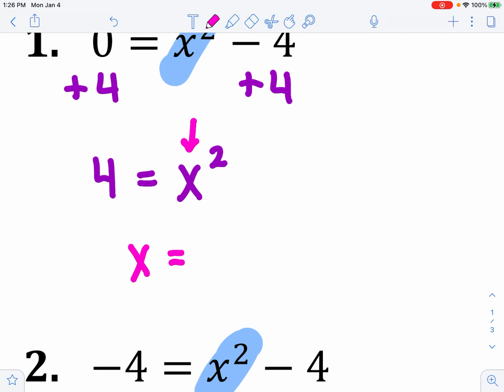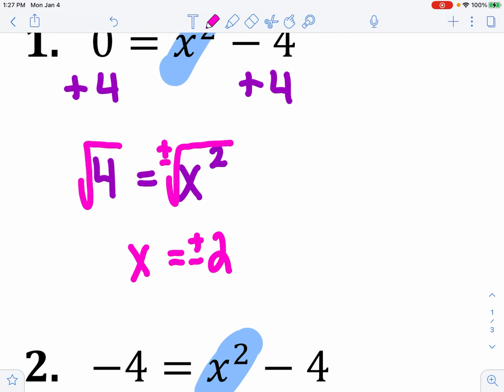Now, people will always say you're thinking of 2. And I'll say, meh, that's a possible answer, but I wasn't thinking of 2. What other number times itself gives me 4? Negative 2 times negative 2 does. So not only does positive 2 work, but negative 2 works. So what you have to remember is that when you square root an equation, like I put that pink square root in there, I have to remember to account for the positive and the negative answer. So that's why I get positive and negative 2.